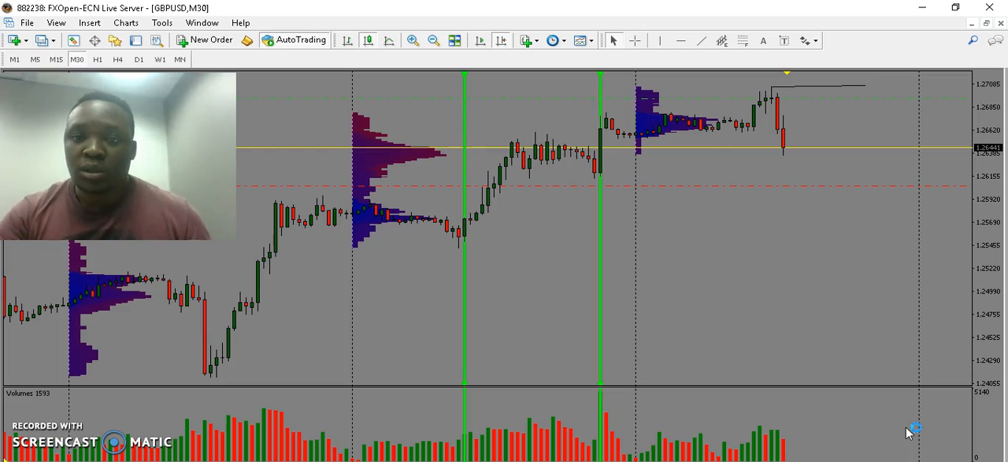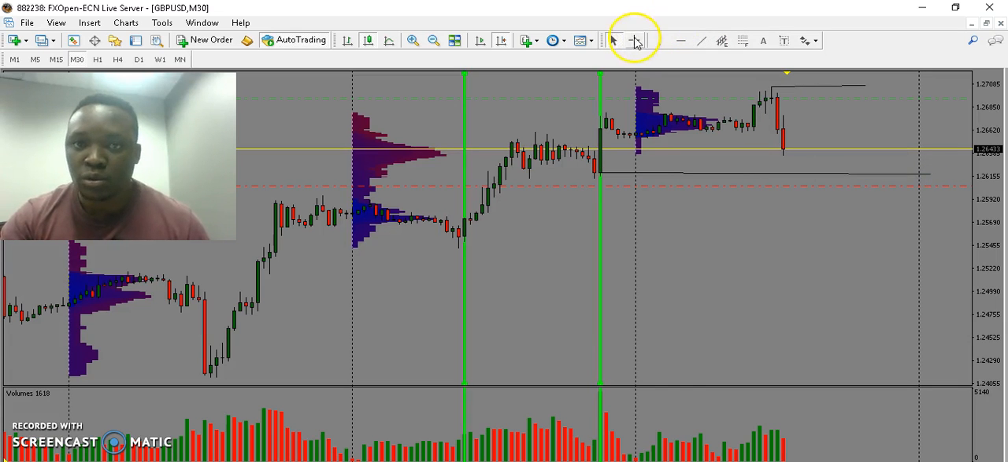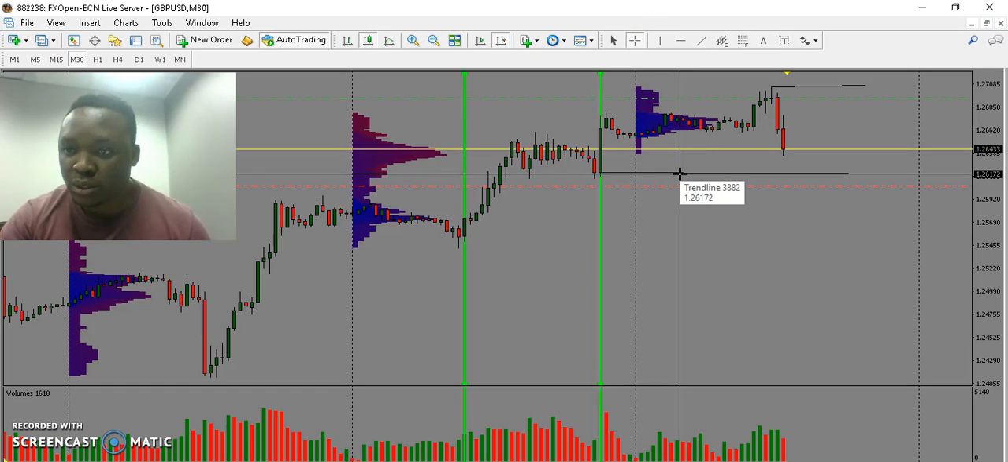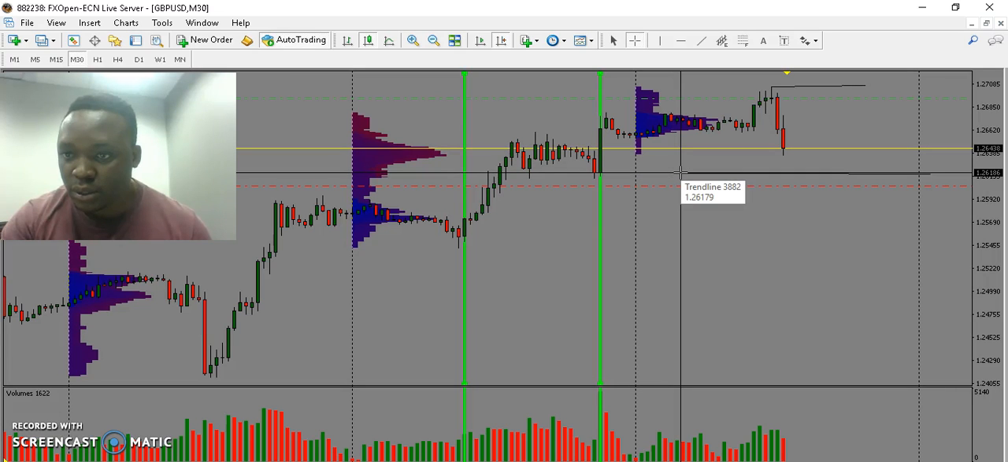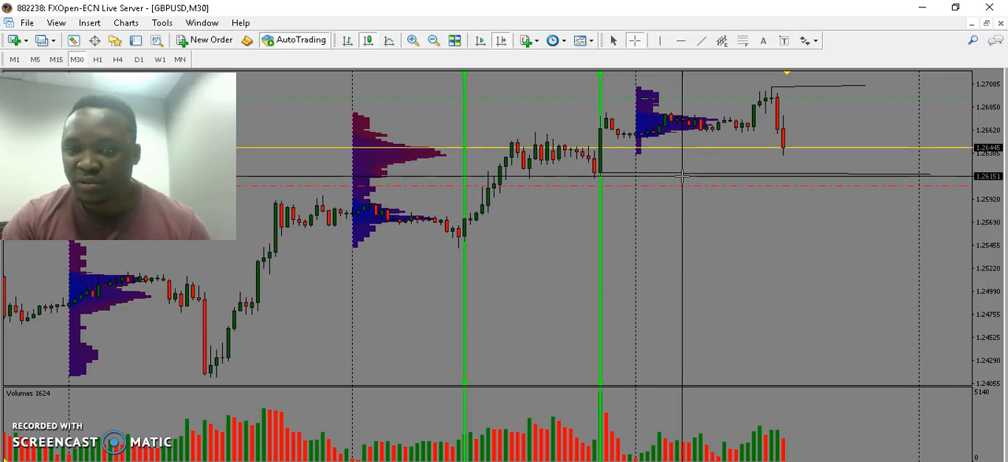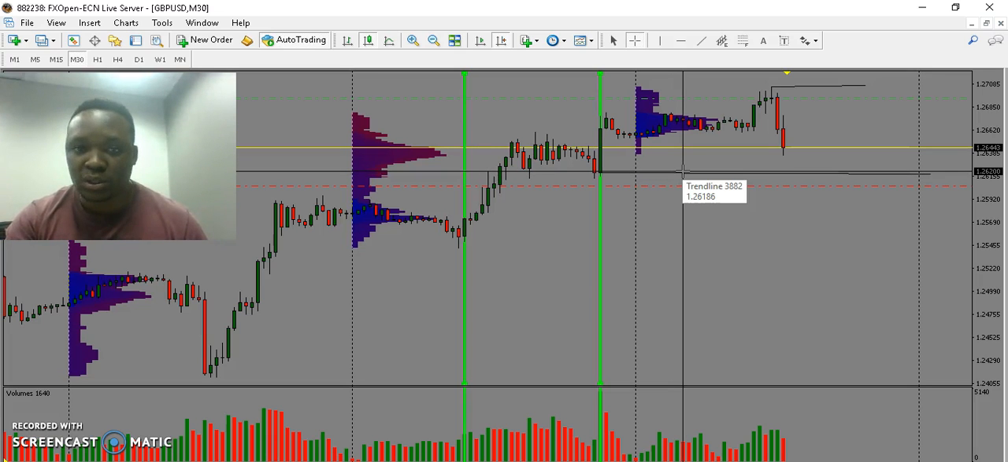So the main interesting areas for me today are these two levels. This level right here and this level right there. These are where I'll be looking to make my decision today on GBP. 1.26, round it off, I can say 26.18, or you can round it off and say 26. 26.18 is good enough, or you can say 26.20. Put it to the next available round number.